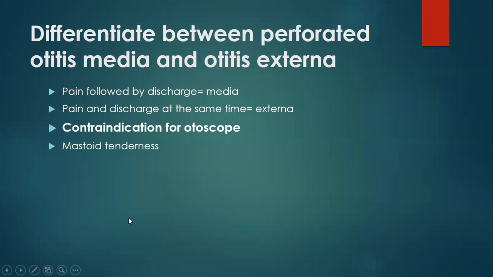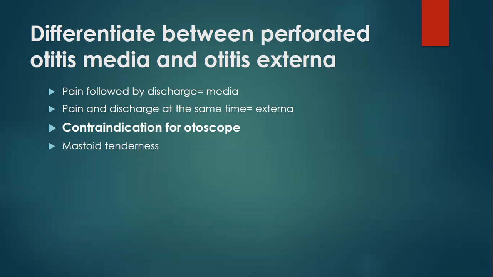So now the question arises: you do an otoscopic examination. Before you go to the otoscopic examination, how are you going to differentiate between otitis media and otitis externa? Because this is something which is very common in primary health care. So you need to make sure what you are dealing with. In otitis media, the pain followed by discharge is media. So if you ask in the history, does the pain come first or the discharge? So we are talking about those patients who have ear pain and then they have discharge.